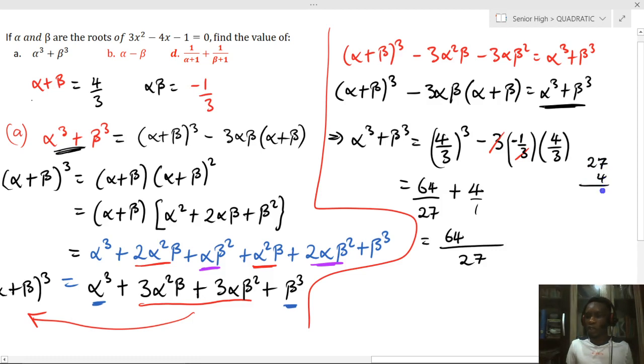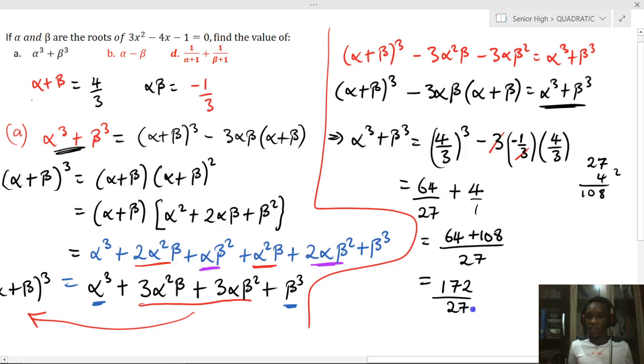4 times 7 will give us 28, so that's 8 carry 2. 4 times 2 is 8, plus 2 will be 10, so that's 108. So here's 108, and when we add this up, we'll be having this as 172 over 27.